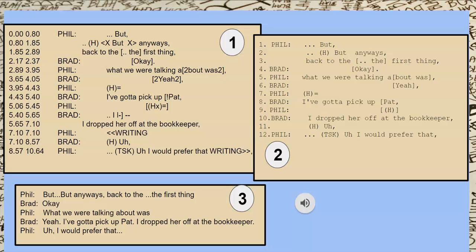Omitting the overlapping talk creates a more pleasing appearance, which apparently is very important to textbook publishers, but it causes confusion with Brad's comment about needing to pick up Pat at the bookkeeper. For a textbook, that inserted comment might be taken out or modified, but that's how we talk. Real conversation has insertions of this nature all the time.